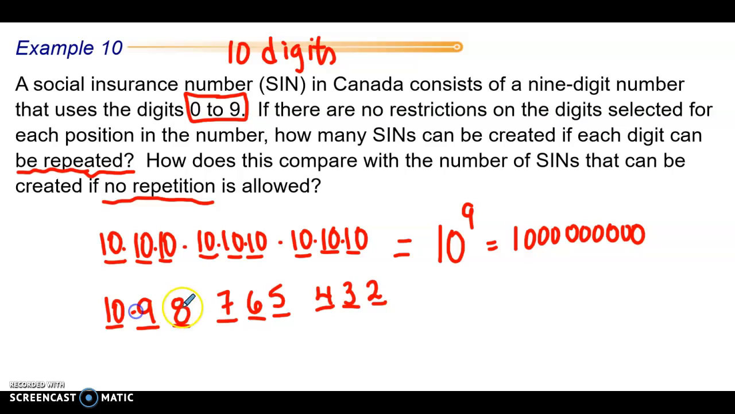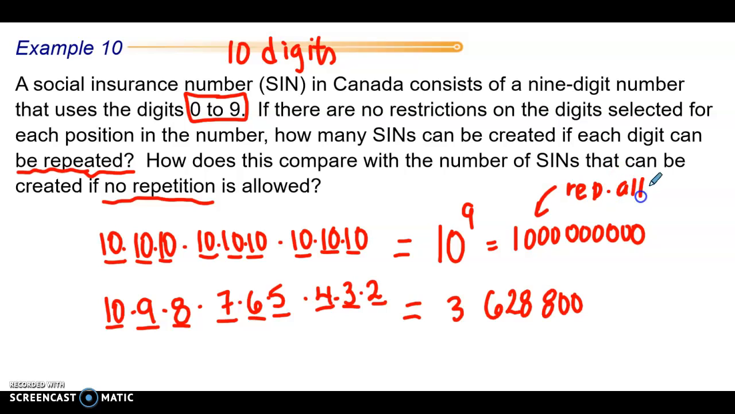And we're going to multiply all of those together. So multiplying these together gives us 3,628,800. So this is the number where repetition is allowed. These are the numbers where repetition is not allowed.